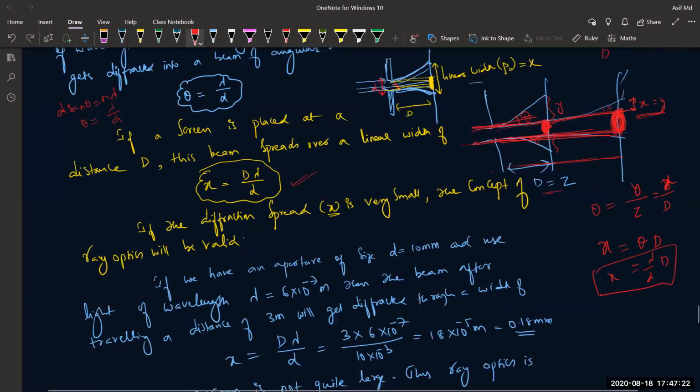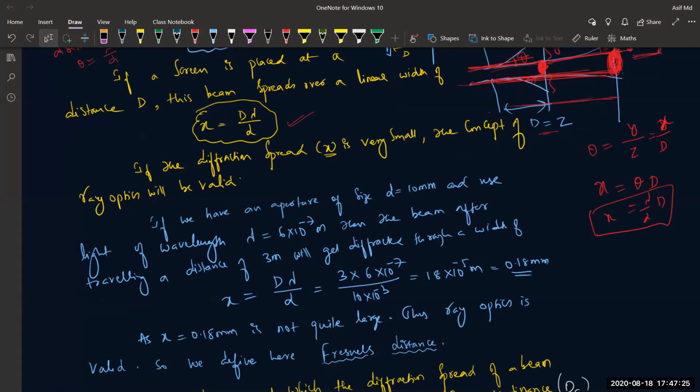Now I will give an example. Say we have an aperture of small d equal to 10 mm, and we are using light of wavelength lambda equal to 6 into 10 to the power of minus 7 meter, and the beam after traveling a distance of capital D, 3 meters, will get diffracted through a width given by x is equal to capital D into lambda by small d. Capital D is 3 meters. Wavelength is 6 into 10 to the power of minus 7 meters divided by d. d is 10 mm, which converted into meters is 10 into 10 to the power of minus 3. Simplifying, we get 18 into 10 to the power of minus 5 meter, or 0.18 mm.